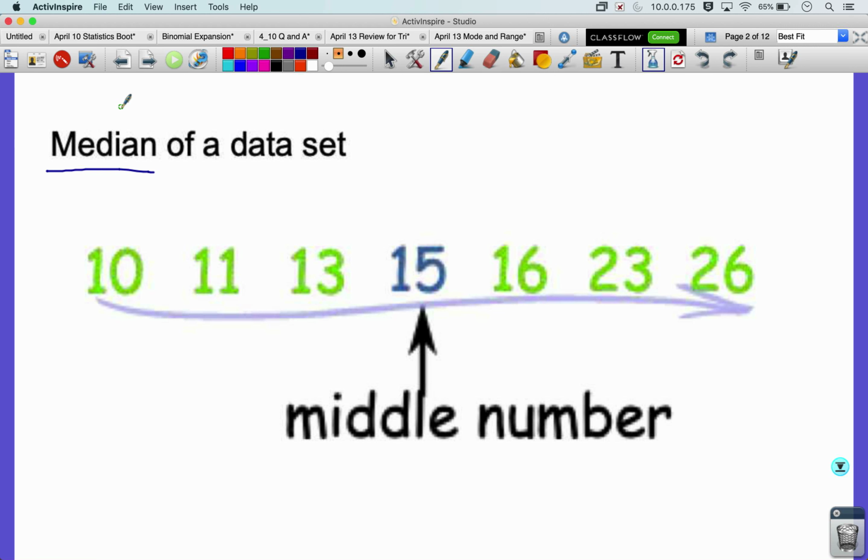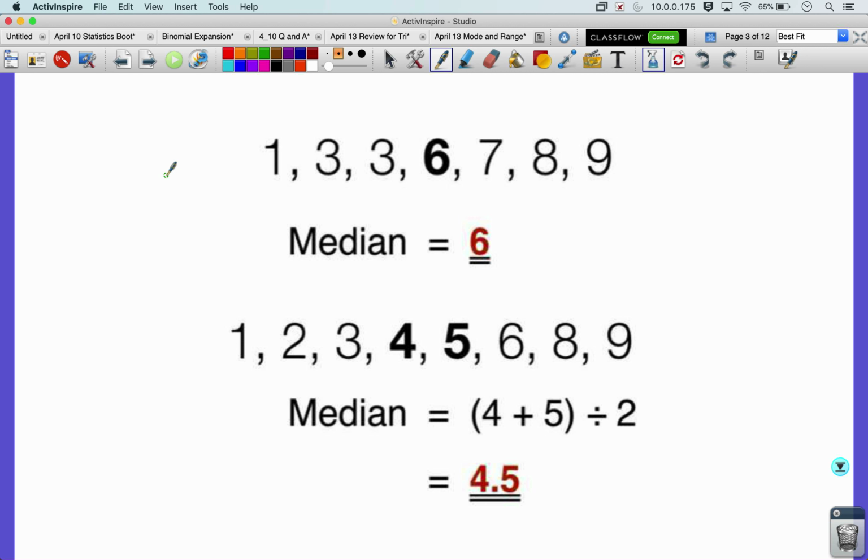So median is the first one we're going to look at. Median is the middle of a data set. Now, to quickly find the middle, it's really helpful if the data set is already organized from smallest to largest. When there's an odd number of numbers in our data set, the median just is the middle number. But we run into a slight issue when there's an even number. We need to average the two middle numbers.